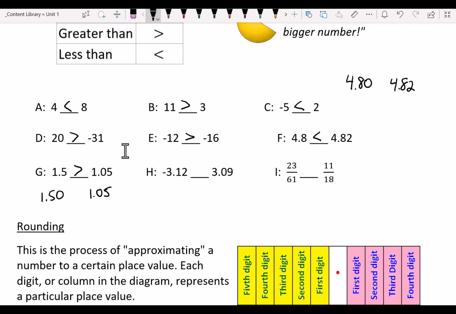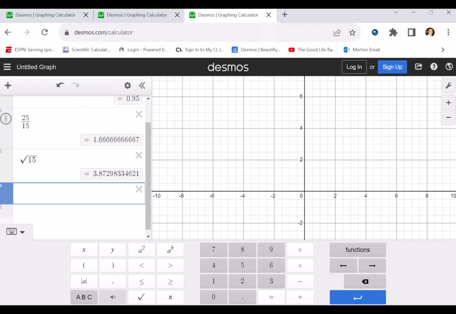For H, we've got the positive number here on the right, so of course we just want to go with the bigger number there. And then for this one, I, we've got fractions, and it might be tricky to see which one's bigger here. I would go back to the Desmos app or the Inspire calculator and turn these into decimals and figure out which one is bigger from there. So over to Desmos I go.